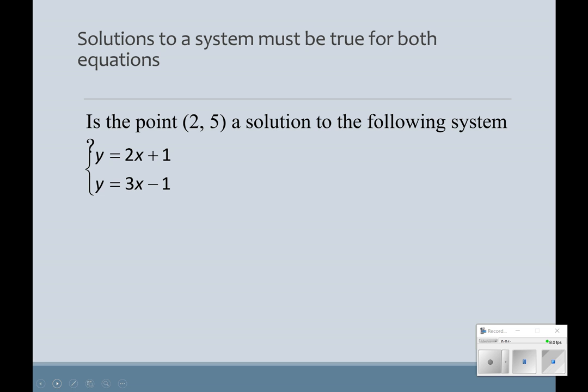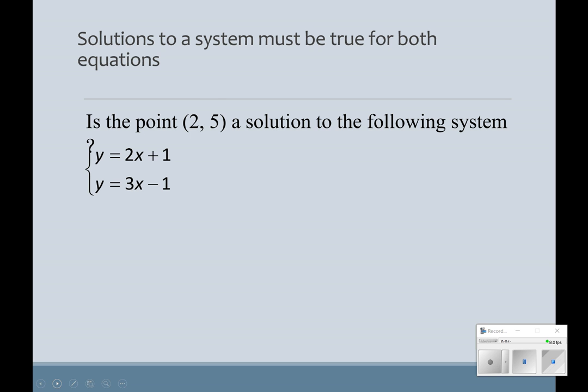But first, let's talk about checking to see if something is a solution to a system. So is the point (2,5) a solution to the following system? My system is y equals 2x plus 1 and y equals 3x minus 1. Sometimes you see it written with a brace, sometimes you don't. So in order to check to see if this is a solution, this point has to lie on both lines, or it has to work in both equations.